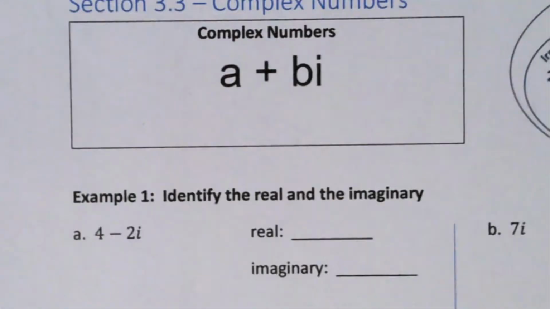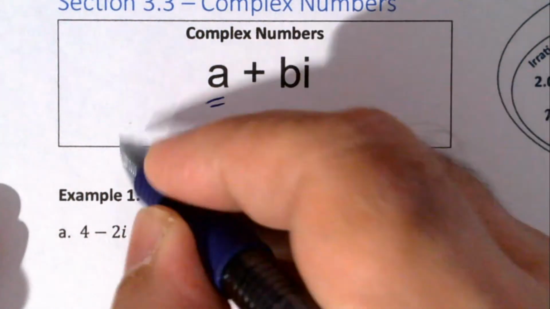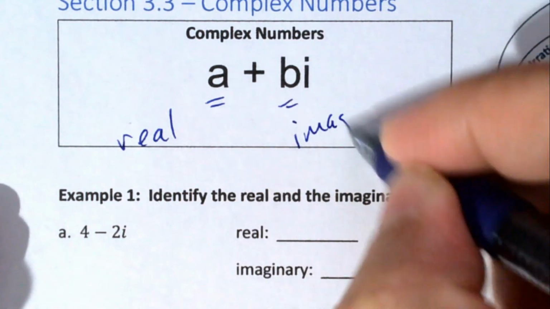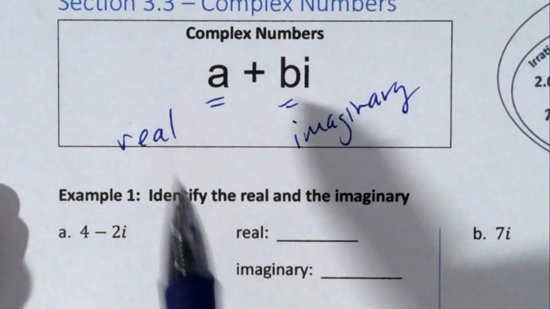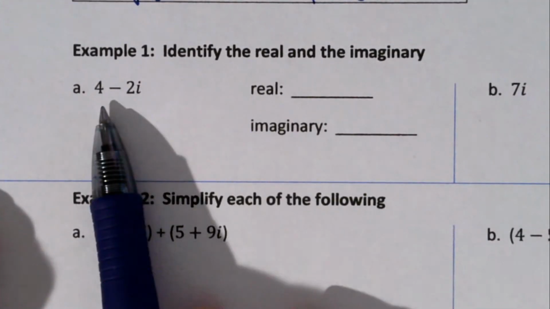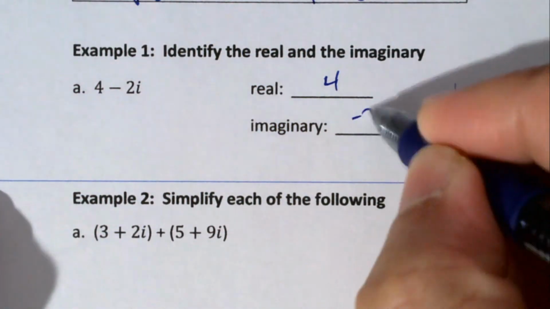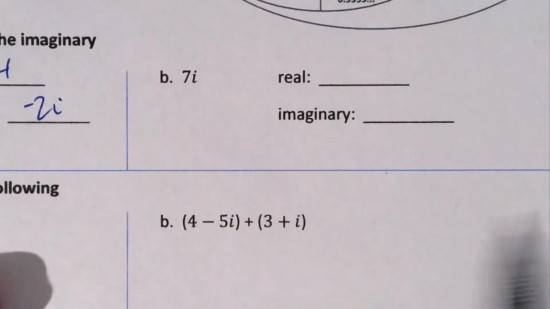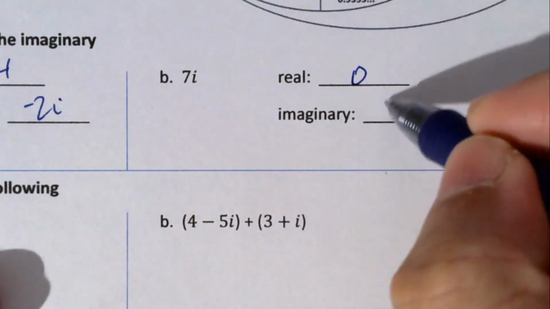And this part's relatively easy. All we're going to do is identify the parts. So this part is the real part. And this part is the imaginary part. Okay? So a complex number is a combination of real and imaginary. So here we have the real part of 4, imaginary part of negative 2i. That's all I'm doing right here. Real and imaginary. So it's here. What's the real part? Well, you don't see it, so it's 0. And the imaginary part is 7i.